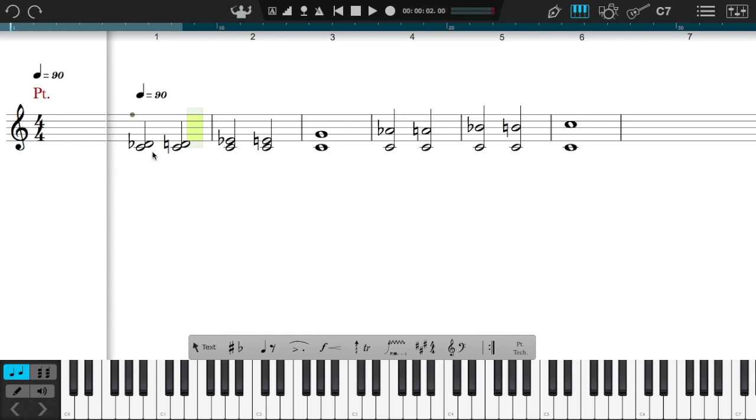So to summarize, the unisons, fifths, and octaves were perfect consonances. The regular consonances were thirds and sixths. The dissonances were seconds and sevenths.